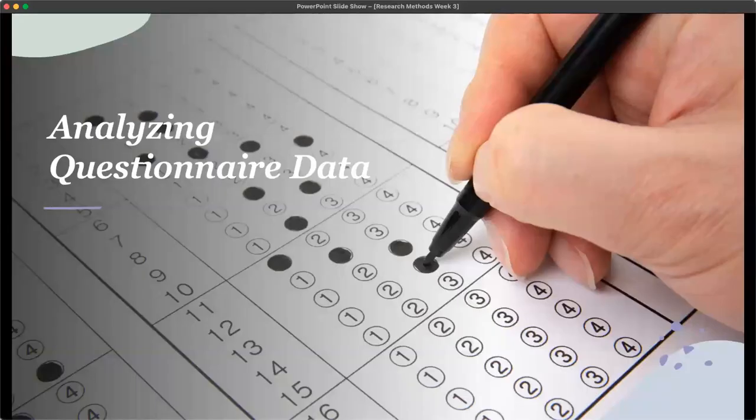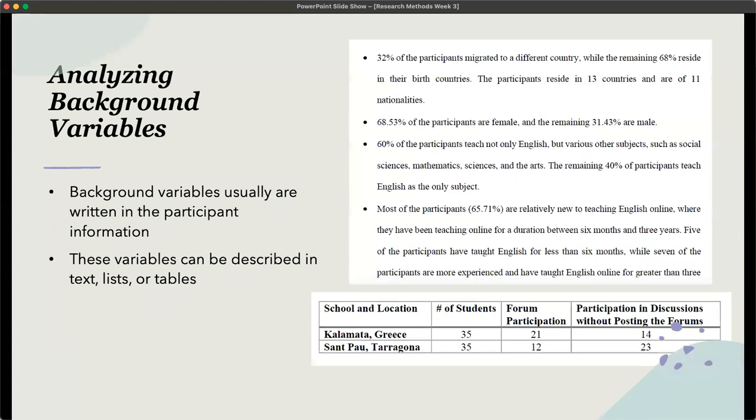Now let's look at analyzing questionnaire data. So analyzing background variables, there's a couple of examples here. Just to note, the table is not in APA 7 format, which we can see because it does have the table column lines. But background variables are usually written in the participant information. And these variables can just be described in text, lists, or tables.